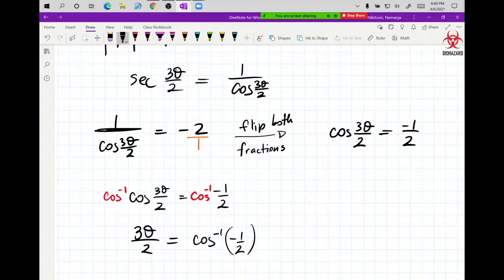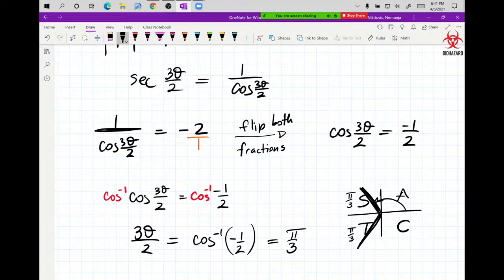Now, from that chart, you know that the cosine of 1/2 works with pi over 3. So this is pi over 3. But you have to be careful, or all students take calculus. That's a reference angle, pi over 3. You have your negative cosine here and there. So these are your pi over 3's. So this one is 2 pi over 3, and this one is 4 pi over 3.